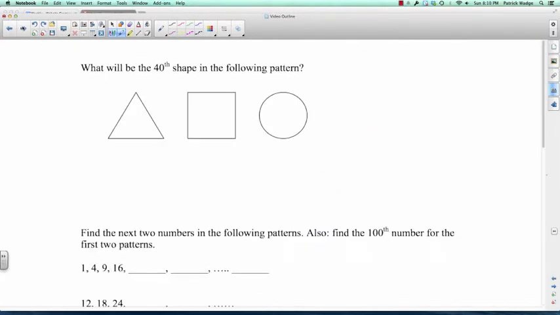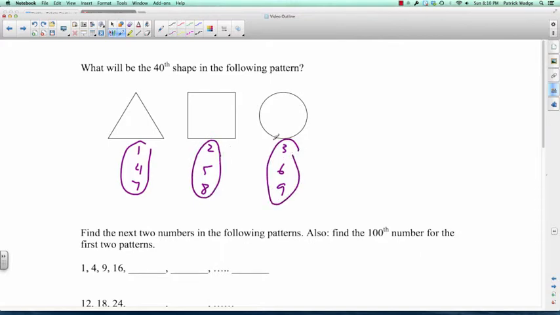What's the 40th shape in this pattern? So here's the first shape, the second shape, the third shape, the fourth shape, the fifth shape, the sixth shape, and the seventh shape, the eighth shape, the ninth shape. Which ones show a commonality or pattern here? It's always going to be the last one, the number of shapes there are, and you can see the pattern here. Three goes into them. These are all multiples of three.